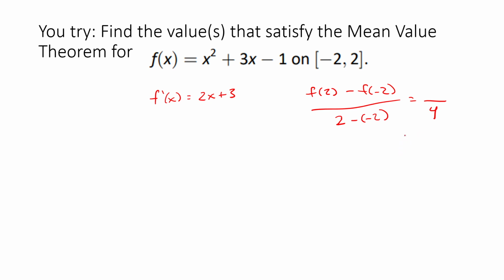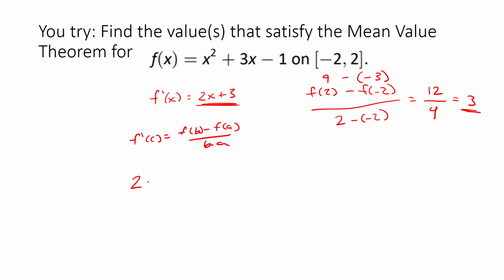Okay, so that's 4, and then f of 2 is going to be 4 plus 6 minus 9, and negative 2 would be 4 minus 1 is 3 minus 6 is negative 3. And so you get 12 over 4 equals 3. And so now set those equal, right? So f prime of c is f of b minus f of a over b minus a. So this just says take this and set them equal to each other. And so you can see that c will be 0. And you're done. That's it. It's really just the same steps every single time.